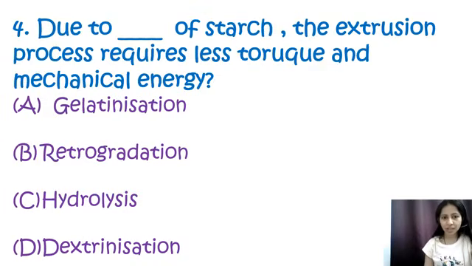So question number 4. Due to dash of starch, the extrusion process requires less torque and mechanical energy. So options are gelatinization, retrogradation, hydrolysis and extrusionization. So over here the correct option will be A, that is gelatinization. The extrusion process requires less torque and mechanical energy due to gelatinization of starch. Gelatinization is a process in which the starch granules absorb water and swell up, and they disturb the crystalline structure of the starch. So my correct answer will be option number A, that is gelatinization.